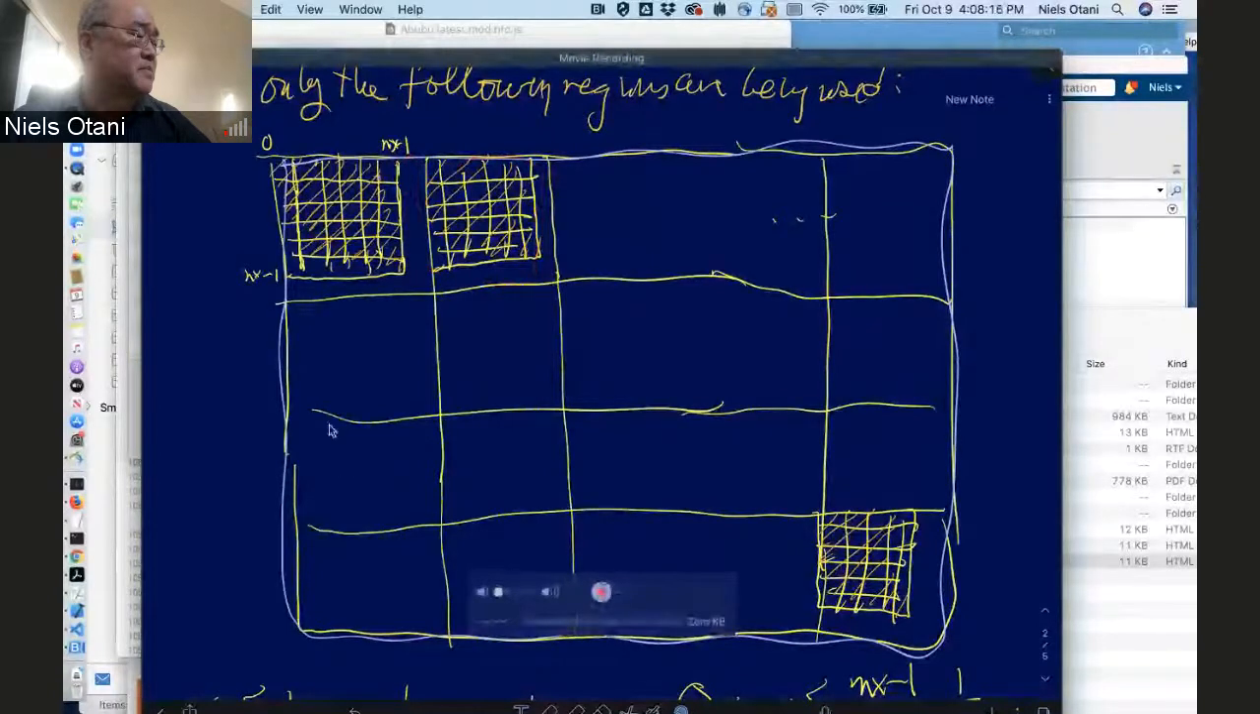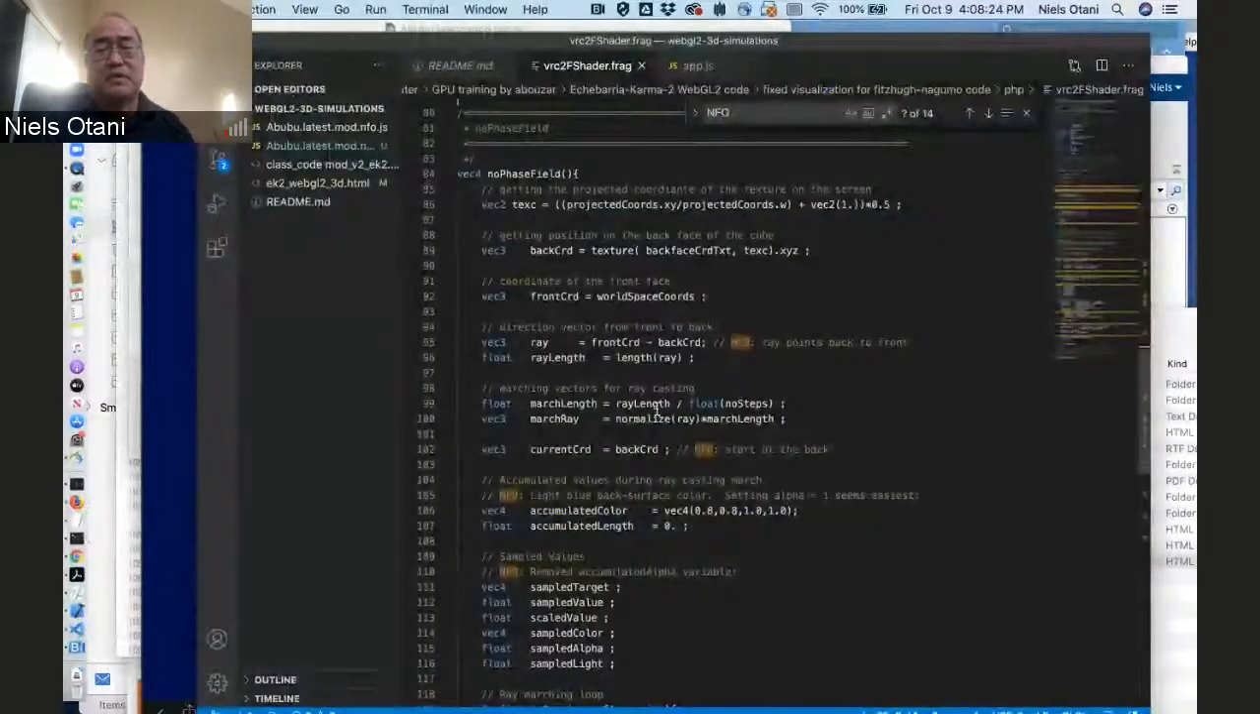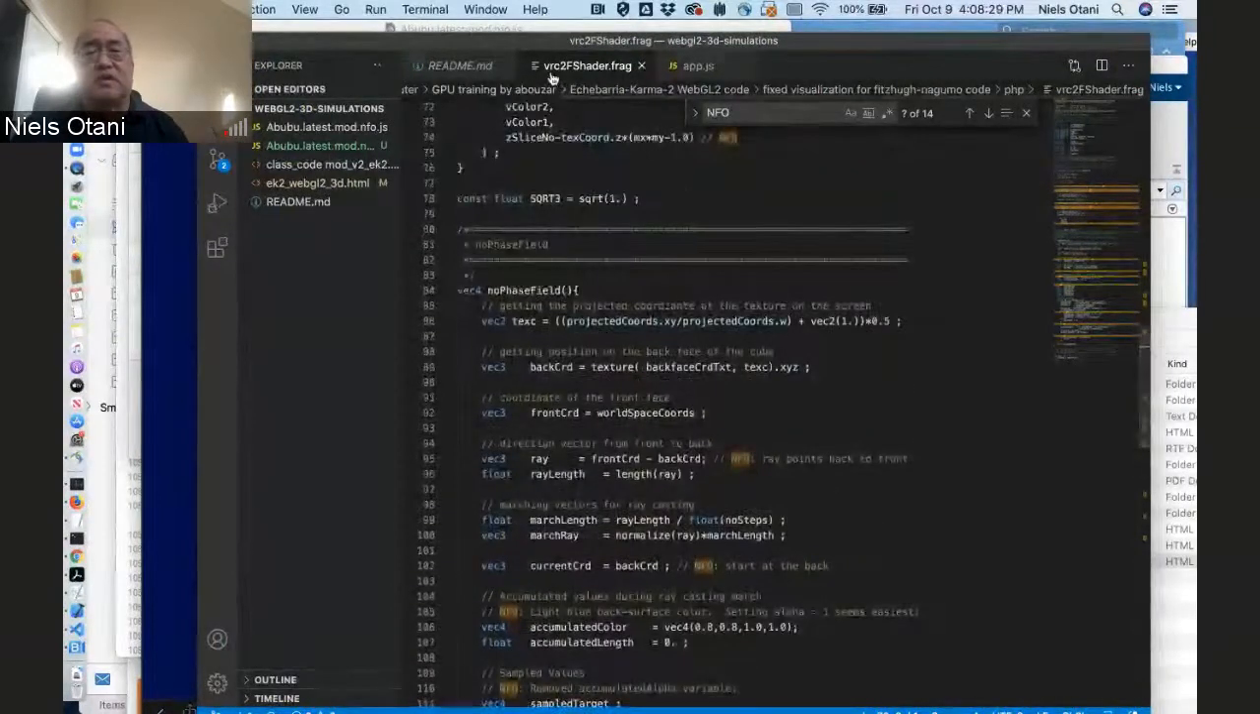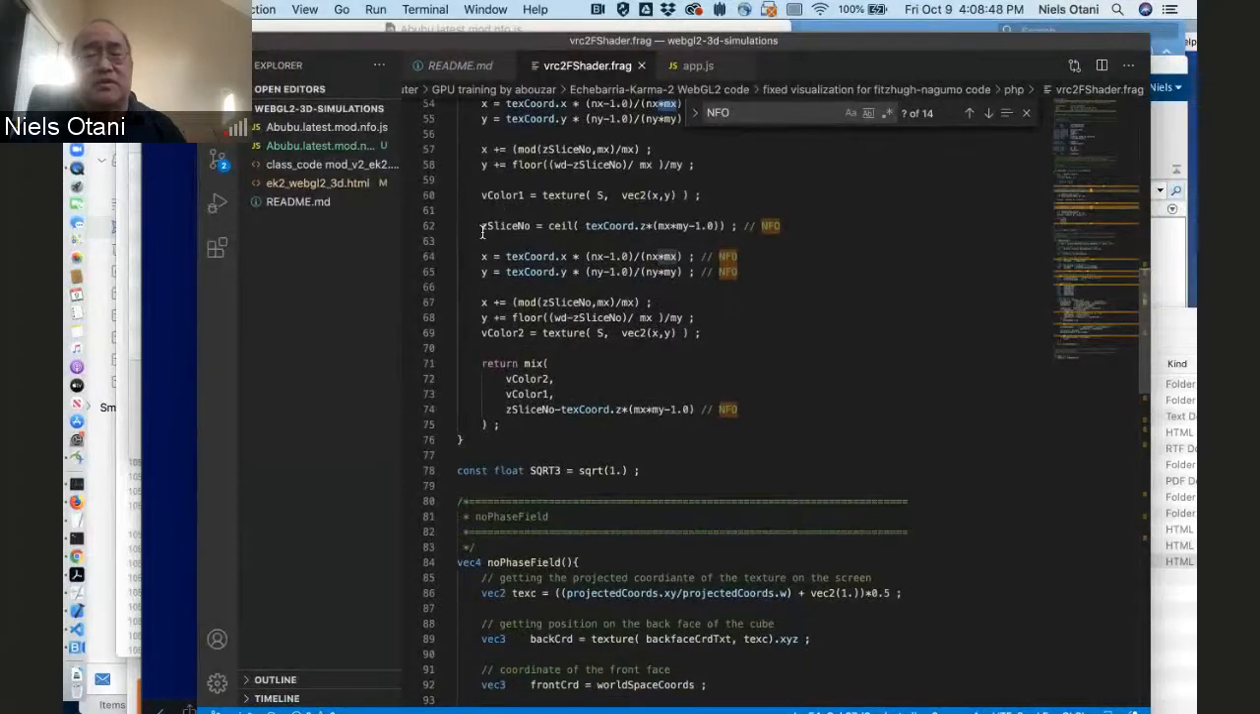Okay, and of course I could show you where this appears in the code. I'm not sure how interesting that is to people. This is where most of the stuff occurs, in this VRC2F shader. Here's where I'm dividing. Instead of just dividing by nx, I'm dividing by nx minus 1 over nx, and then that whole quantity is divided by nx. And when I'm dealing with the z slices, I'm dividing by this quantity also.